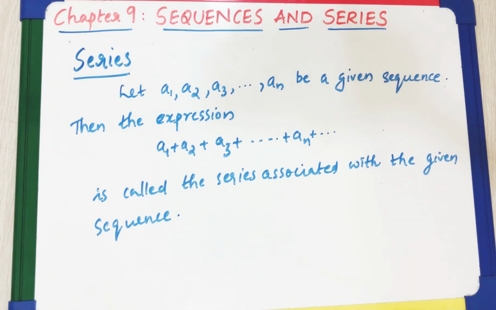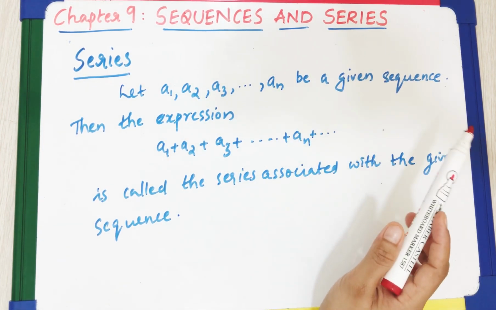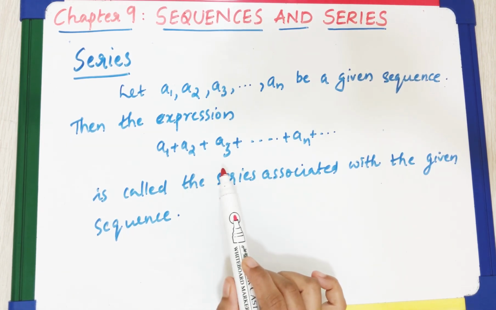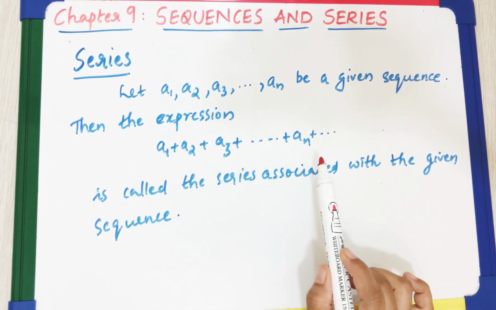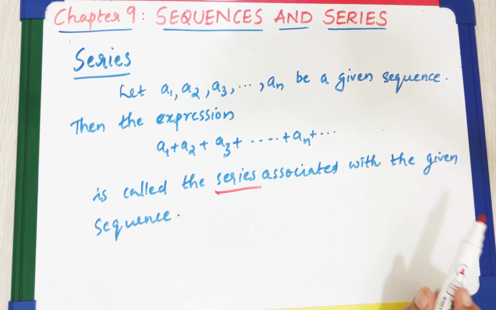So we can write the definition as: let a1, a2, a3, etc., an be a given sequence. Then the expression a1 plus a2 plus a3 plus etc. plus an plus etc. is called the series associated with the given sequence, and we denote it by the sigma notation. Now we can discuss more examples.